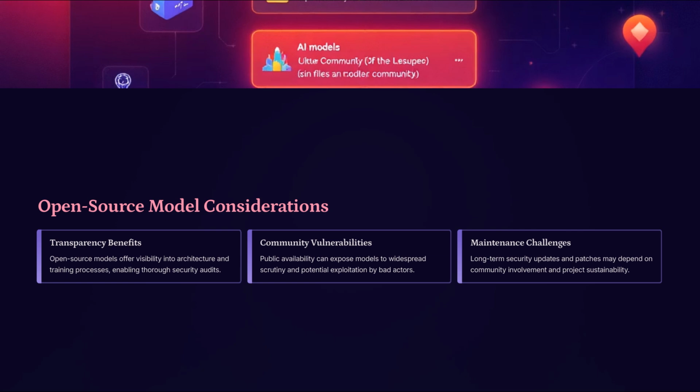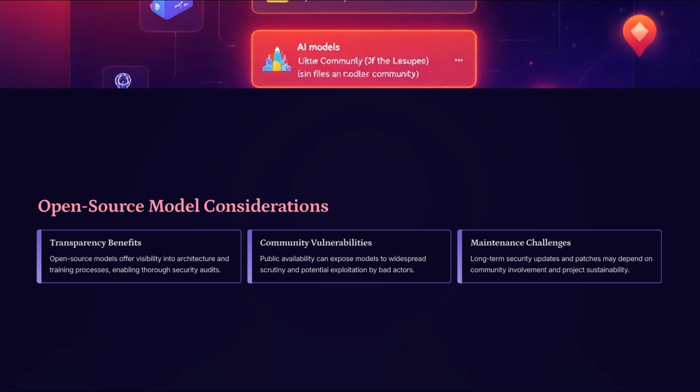As we transition from discussing the risks associated with third-party AI services, let's delve into the considerations surrounding open source models. One of the key benefits of open source models is transparency. They provide valuable visibility into their architecture and training processes, allowing for thorough security audits. This can significantly enhance trust and accountability within AI development.